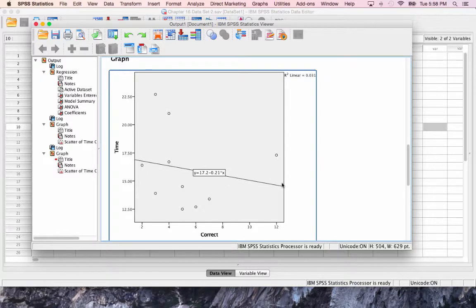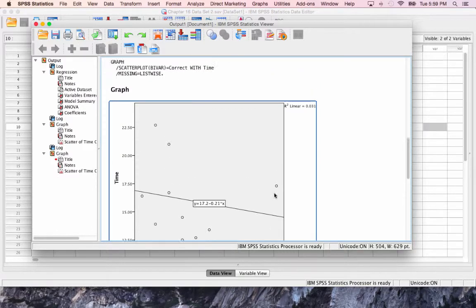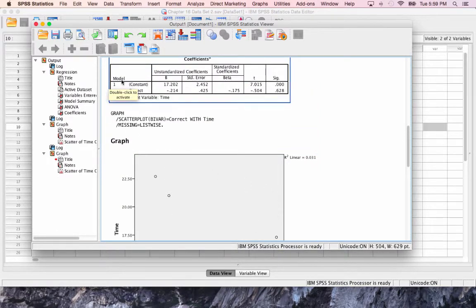Each scatter plot and each line of best fit has an individual equation that gives the exact location of this graph. The equation does appear on the graph when we created it. You can see here, y equals 17.2 minus 0.21x. But let's take a look at what that means and what each part of the equation is. We can also obtain this information here in the coefficients box of our SPSS output.